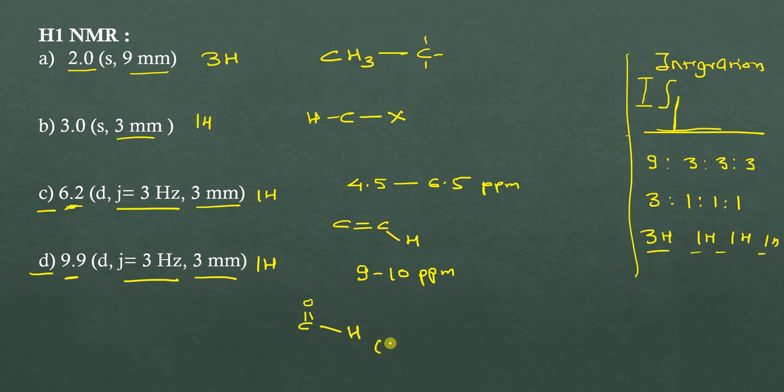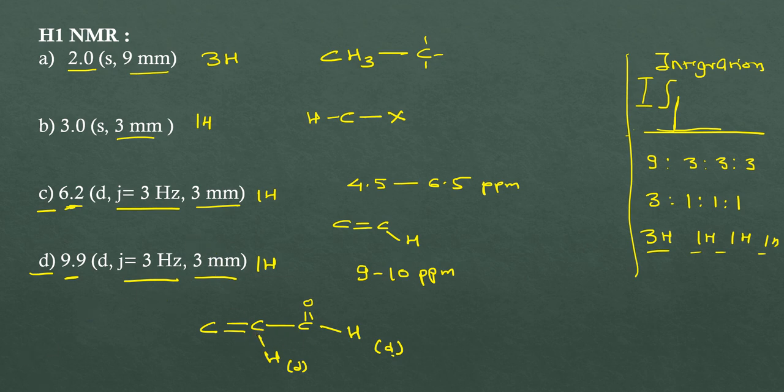This has appeared as a doublet, so there must be one more proton in the vicinity of this. So this is a conjugated aldehyde, right? So this H is coupling with this H. So we are getting a doublet for this with J is equal to 3 Hertz, and a doublet for this aldehyde H with J is equal to 3 Hertz. So this type of system must be present in this compound.